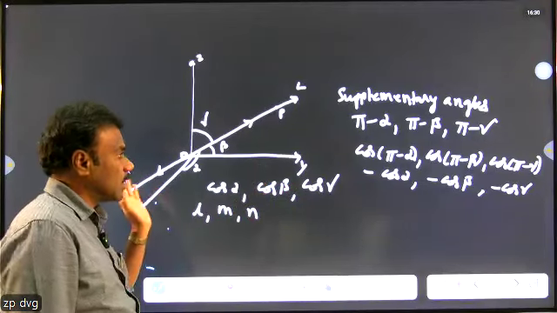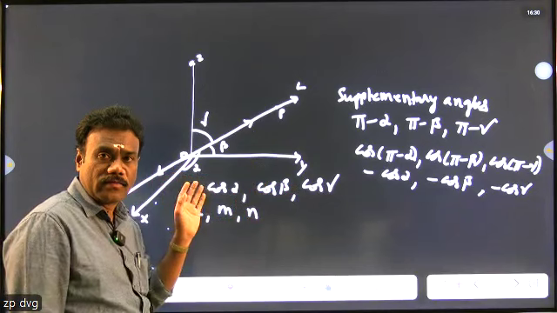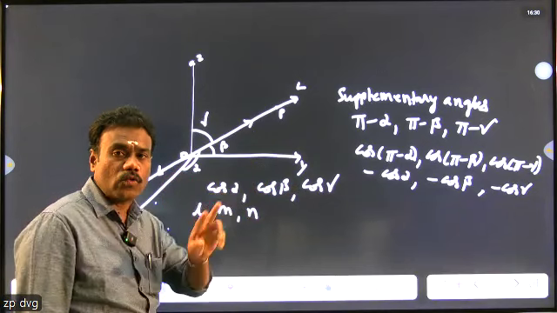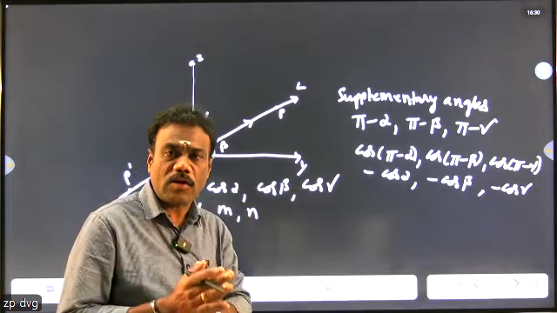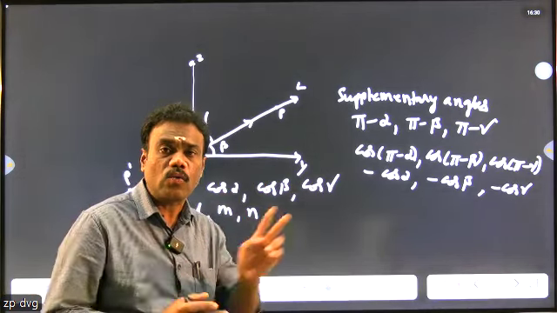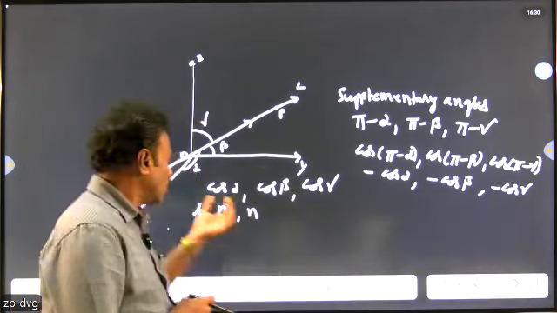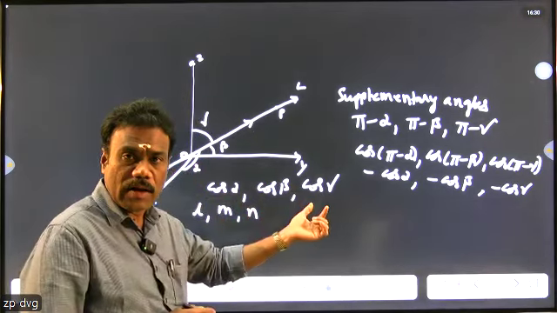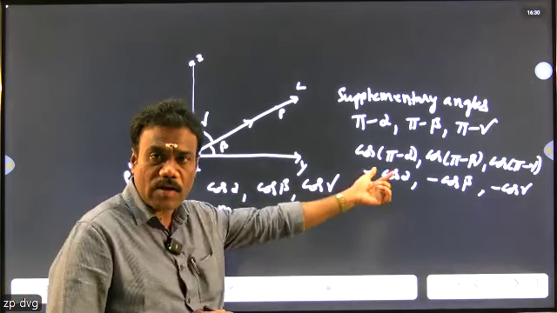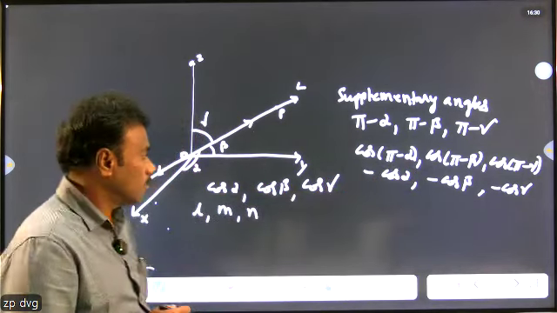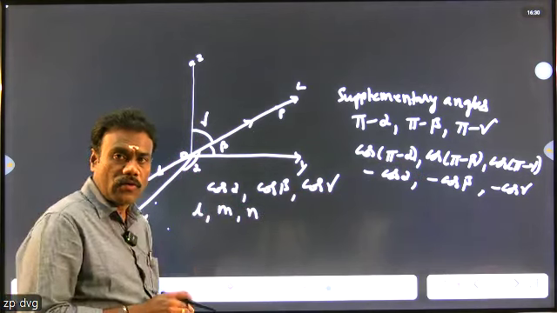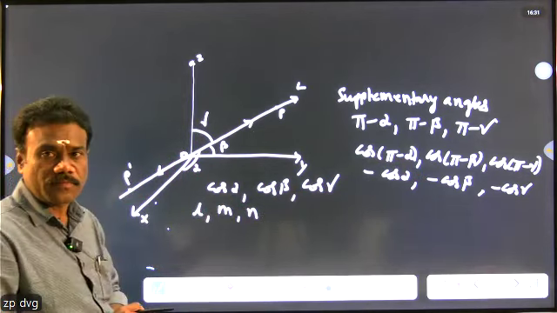For any line, it has two directions. That's why we get two sets of direction cosines for any line. One is cos alpha, cos beta, cos gamma. Another one is minus cos alpha, minus cos beta, minus cos gamma. Right? Let us note this concept.